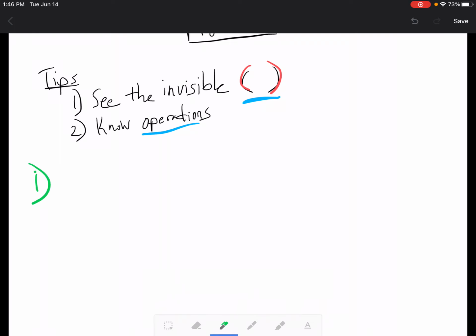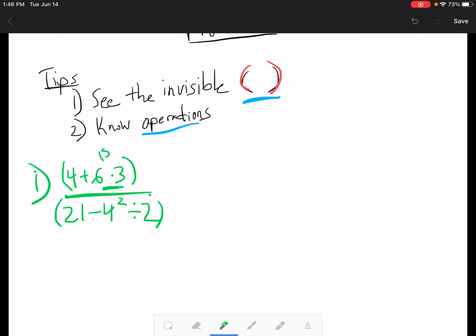So number 1, let's go with 4 plus 6 times 3, and then we have 21 minus 4 squared divided by 2. Now, a normal, quote-unquote, normal order of operations problem would just be either the numerator or the denominator. But we have to remember our invisible parentheses that tell us to focus on those 2 things separately. So, order of operations, I'm going to do 6 times 3, which is 18. I'll add 4 to that, and that gives me 22. And then my denominator, I'm going to square this to get 16 divided by 2. That's 8. Let's see here.